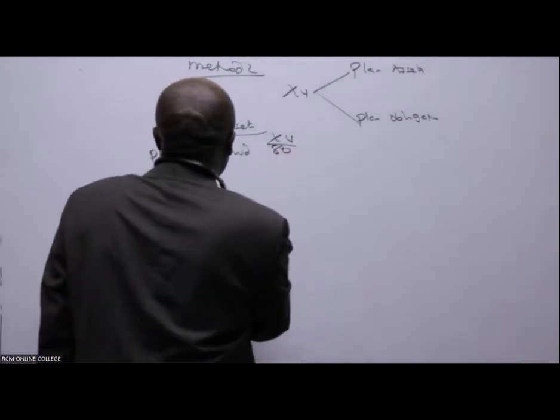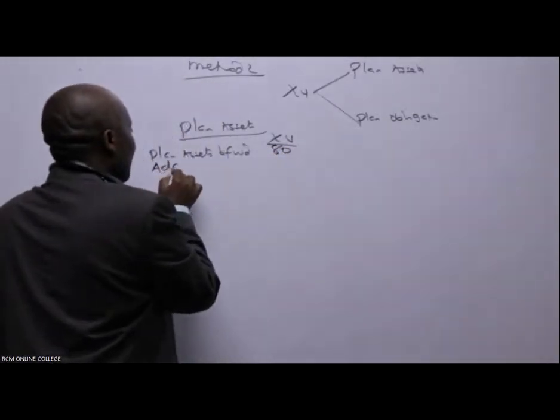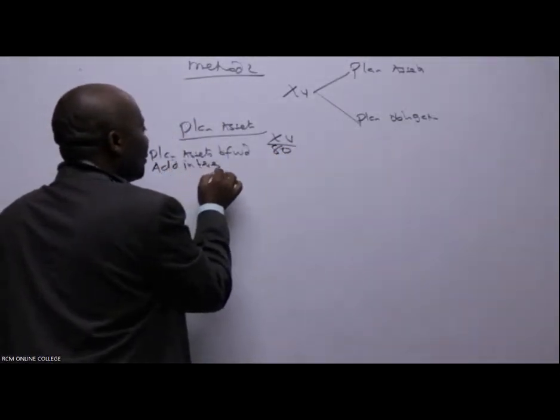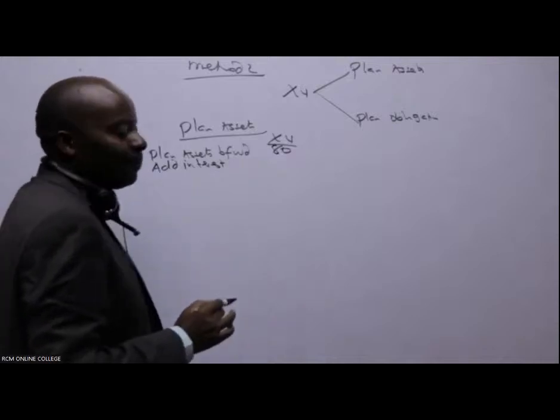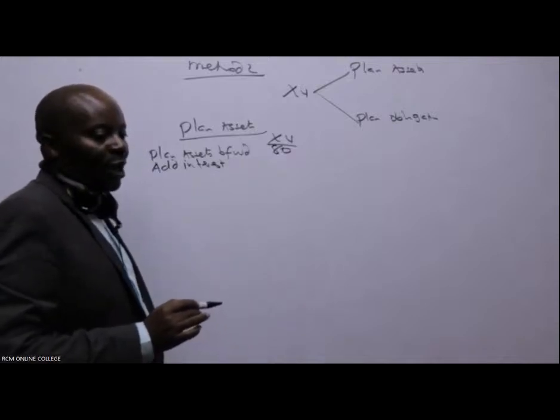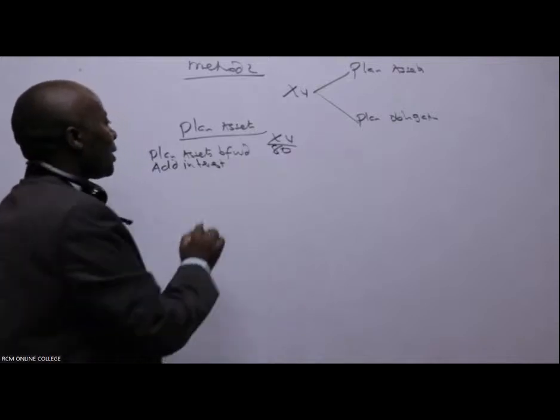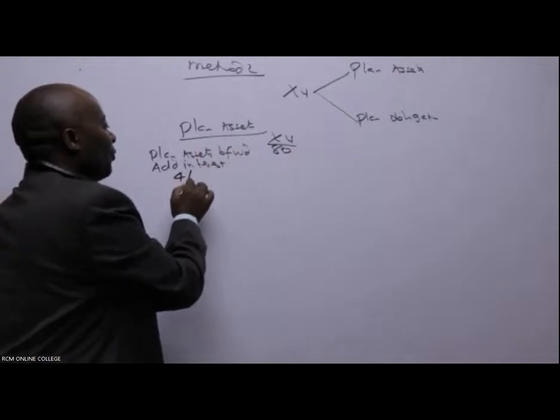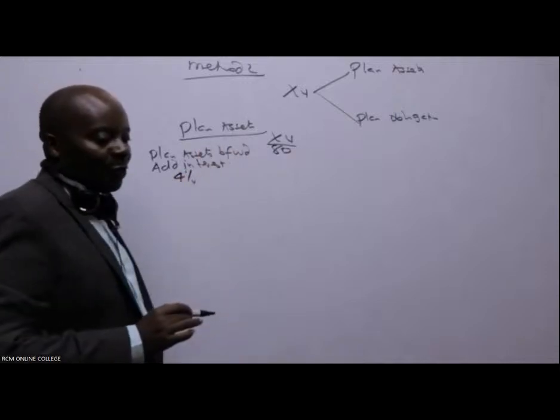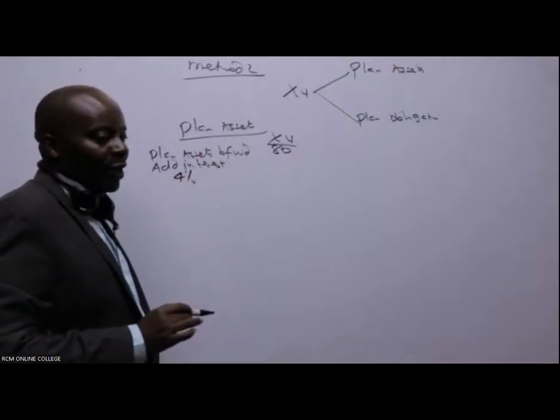So in this case, ladies and gentlemen, you'll come and add what here? You'll come and add interest. So interest, 0.4, interest is at 4%, remember. So it is 4% of 80. Can somebody give me this figure?